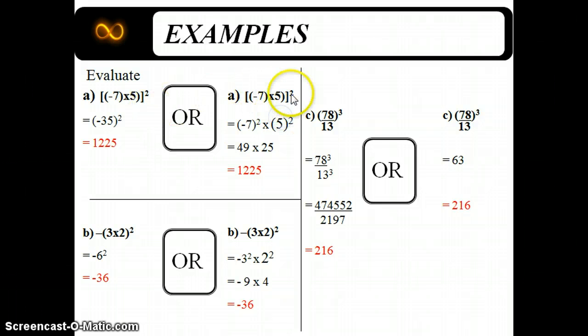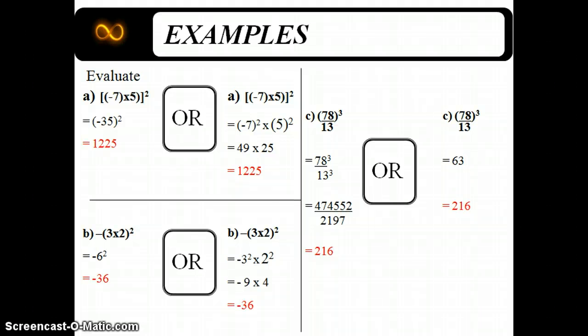Or we can use the product rule. Okay, so we're going to distribute the power of a product rule in there. So we're going to get -7 to the power of 2 times 5 to the power of 2. Again, we're taking the 2 and distributing it in as a power. -7 times -7 is positive 49. 5 times 5 is 25. And we get 1225. Again, same answer, different way.